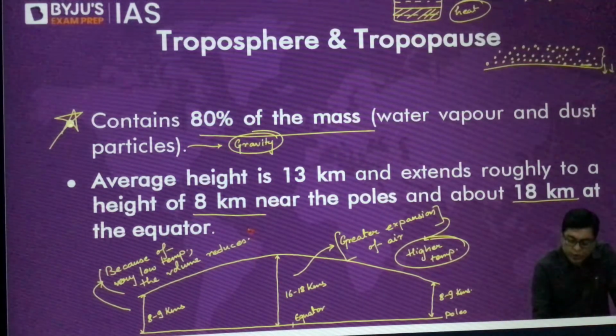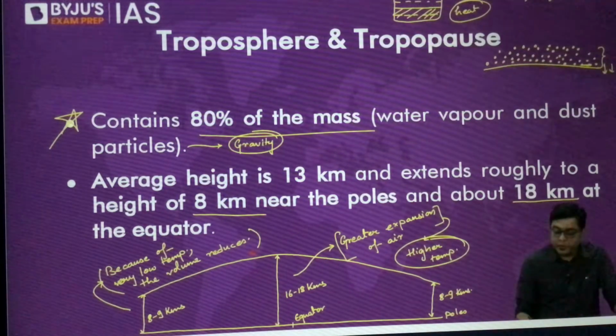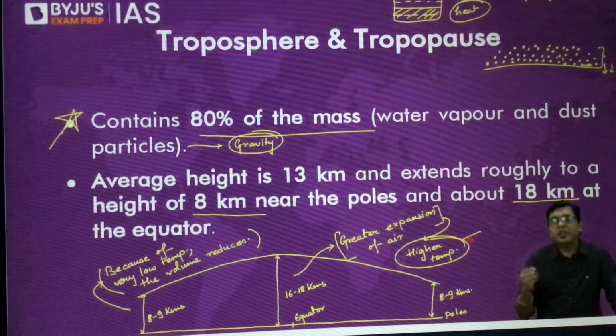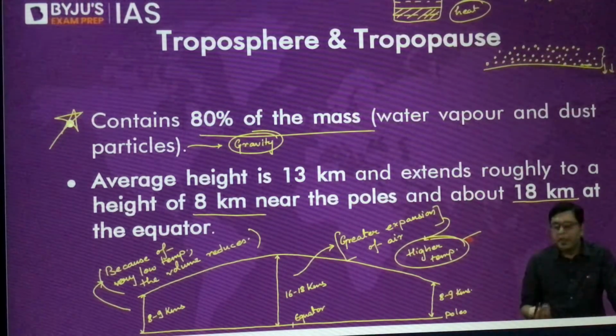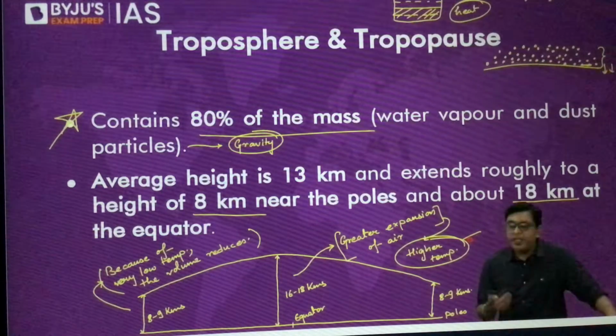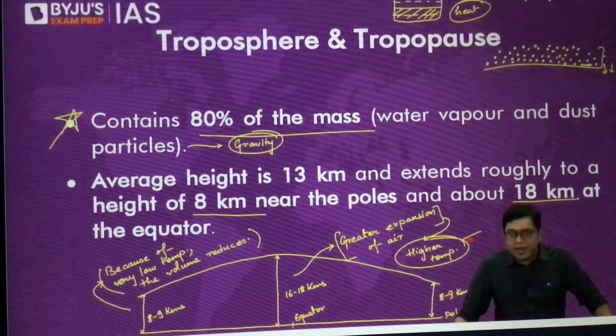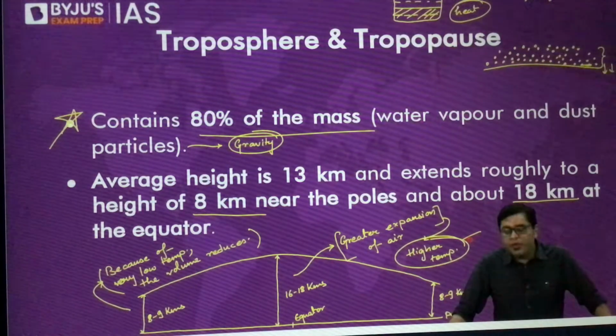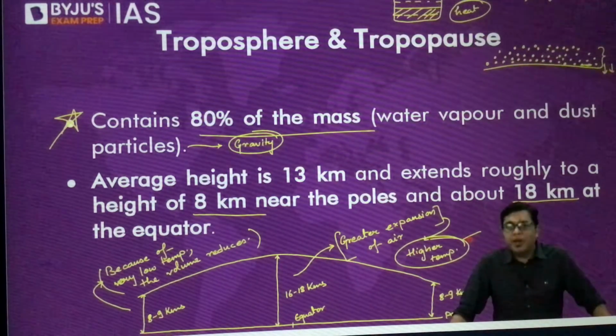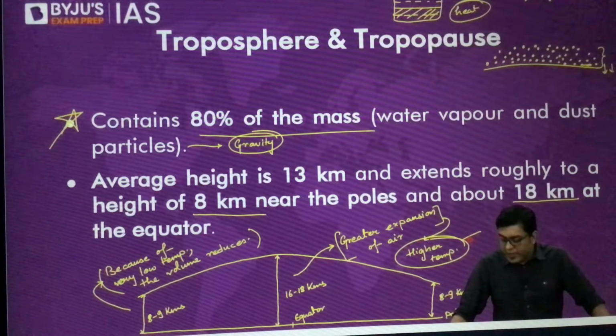Because of very low temperature, the volume reduces, and because of higher temperature, the volume increases. So that is why around the region of the equator, you will have the troposphere gaining a greater height, whereas around the region of the poles, you will have a lesser height. Okay? I hope this is the aspect that you have understood.